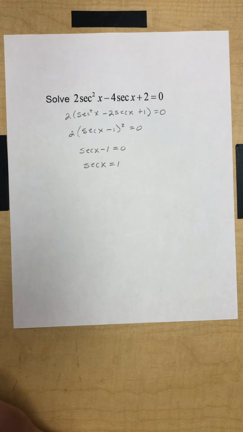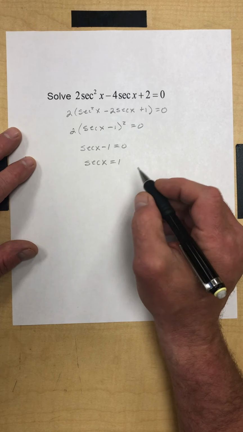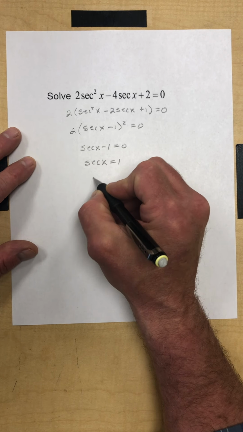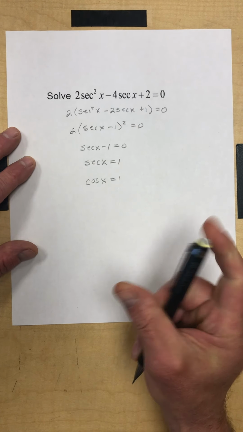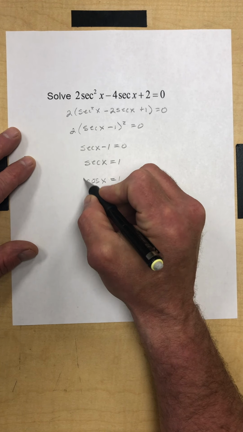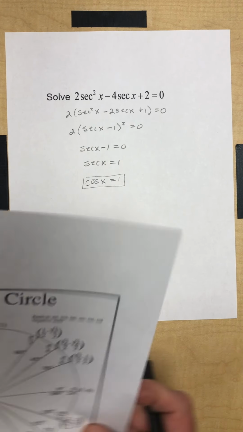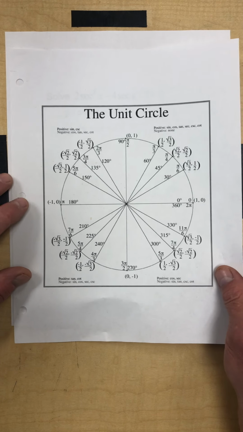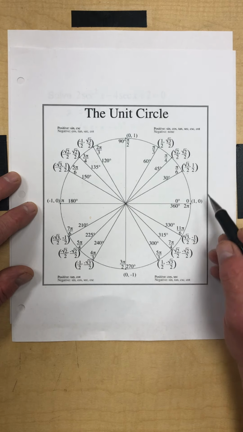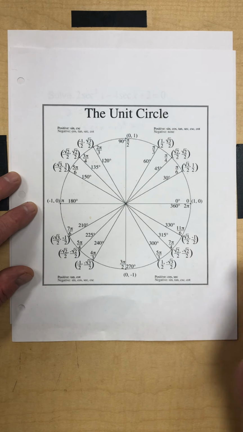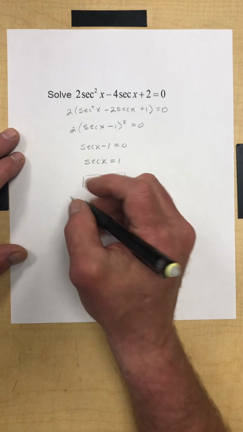And since we're working on the unit circle, I will change that into its reciprocal. So if I take the reciprocal of both sides, that would be cosine of x equals 1. All right, when does this happen? When is a cosine equal to 1? Well, cosine is our x coordinate, and the only time the cosine is equal to 1 is right here at 0 radians. So that only happens at 0 radians.